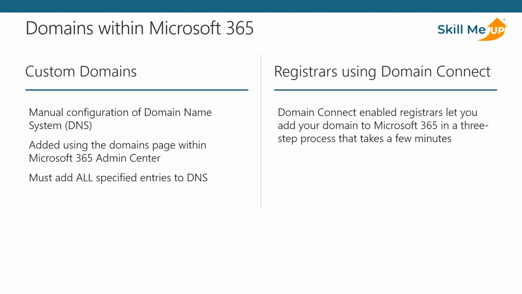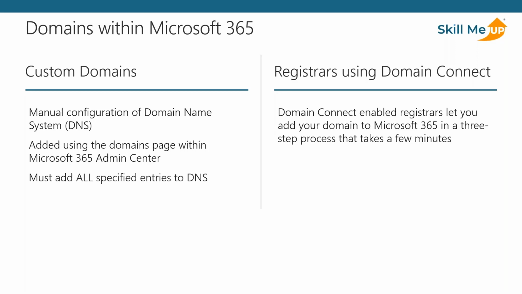Now, there are two core ways of managing domains. The first one is custom. This means that you're going to go to the domain registrar and manually create a domain entry. So maybe you purchase a domain from something like GoDaddy. GoDaddy is a bit of a bad example because it's also a registrar that uses Domain Connect. But if you went to GoDaddy and bought a domain, you would then need to add that specifically to the Office 365 tenant and manually make sure that all of the specified DNS entries are added. So the TXT entries, the MX records, etc.